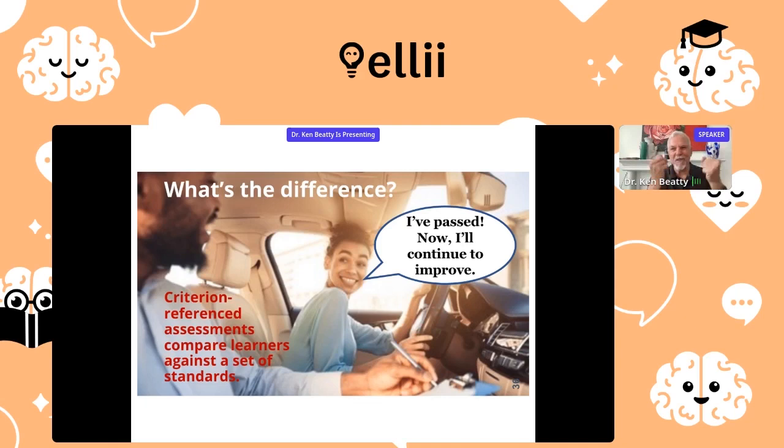So criterion referenced assessments are like a driver's license. You say, as long as you know what the stop sign is, you can figure out these things, and you can do a parallel parking, you're good to go. And that's really what we should be doing with our students as well. Okay. Make your expectations clear.